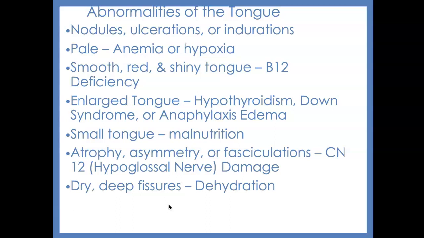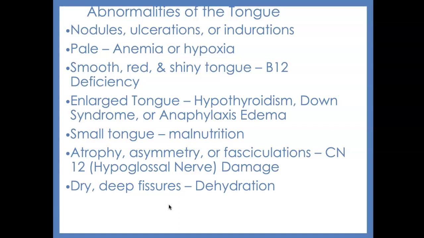Abnormalities of a tongue, nodules, ulcerations, indurations, any type of lesions obviously would be a concern. If it's pale, again, we're always concerned about anemia. Anytime you have any of that buccal mucosa, where you can easily see the pink and red tones, if it's a little pale, we're worried about anemia or possible hypoxia. The tongue should be smooth red, but if it is really smooth red and shiny, we worry about B12 deficiency, and that would be on the anterior side of the tongue.